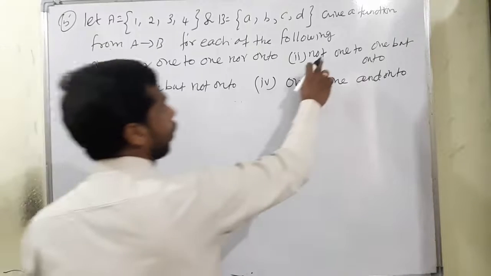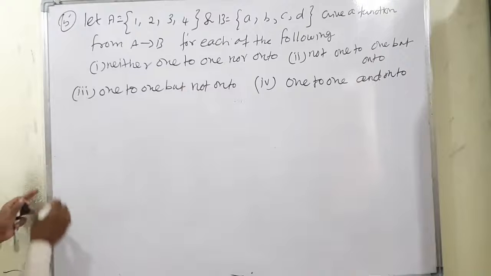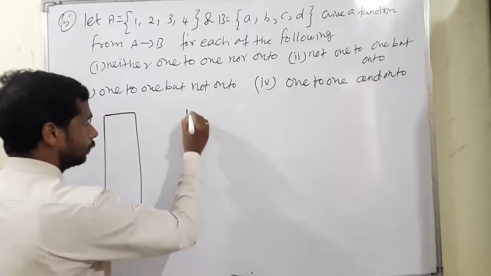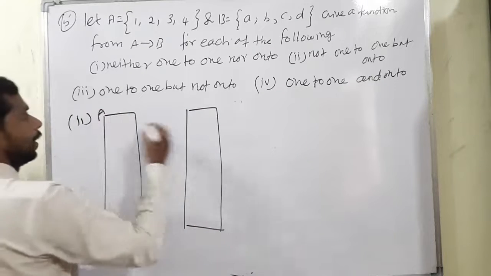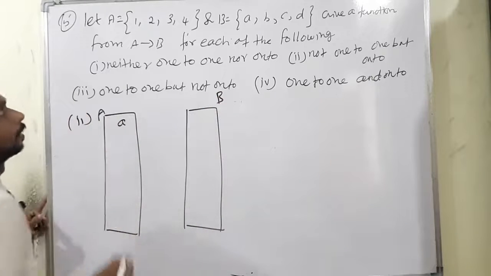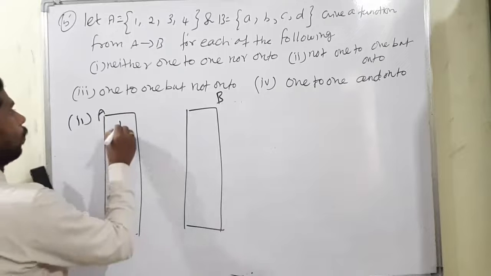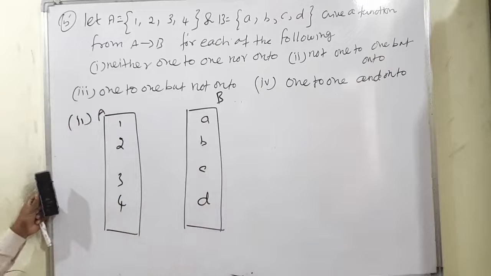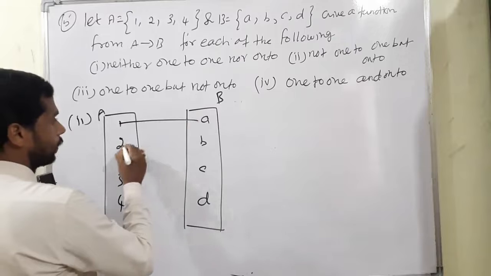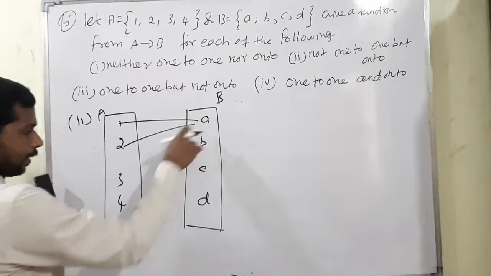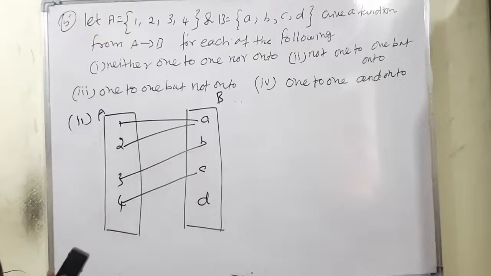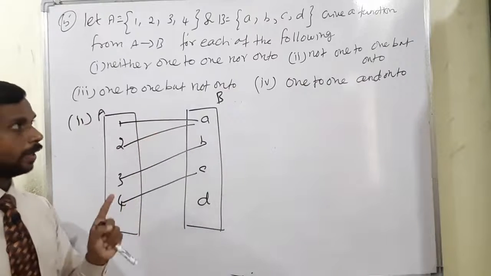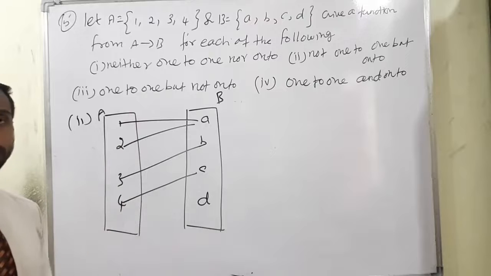Subdivision 2: not 1 to 1 but onto. Set A, set B: 1, 2, 3, 4 and A, B, C and D. The same condition you can draw like so: 1 and 2 have the same image in set B, then 3 maps to B and 4 maps to C. This is not 1 to 1 but onto; the question is not 1 to 1 but onto. It is not possible. Why?